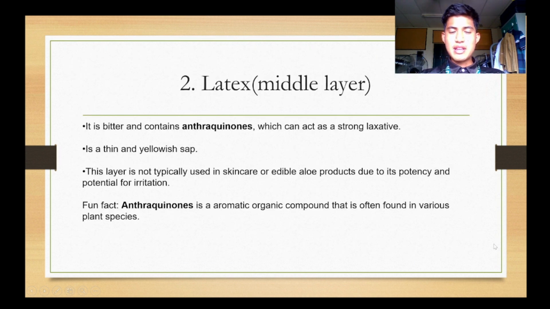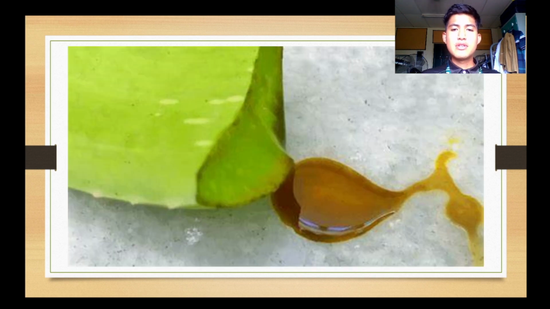The second layer, or the middle layer, is called latex. Latex is bitter and contains anthraquinones, which can act as a strong laxative. It is thin and has a yellowish sap, and this layer is not typically used for skincare because it has the potential for irritation. So this part is not really needed. Fun fact: anthraquinone is an aromatic organic compound which is found in various plant species and not just limited to aloe vera. So this is the picture of latex. You can see the yellow sap here.